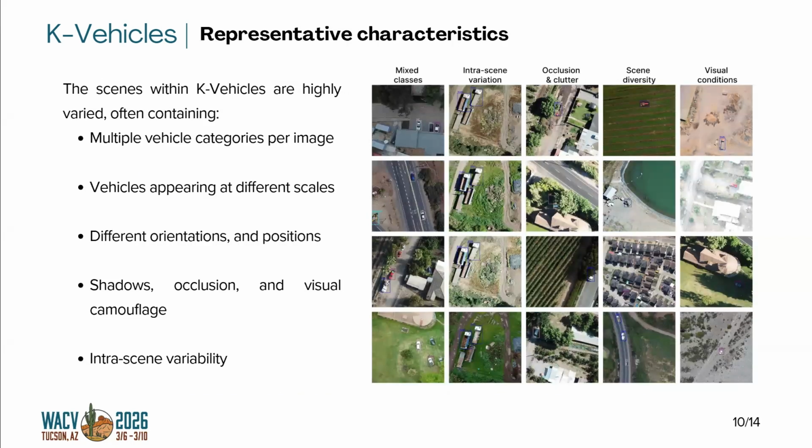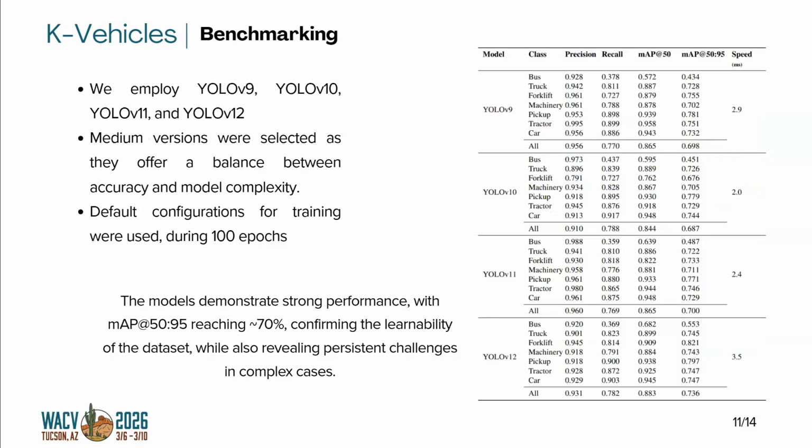Beyond its scale, Cave Vehicles includes several characteristics that increase its realism and complexity. Scenes often contain multiple vehicle categories, with vehicles appearing at different scales, orientations, and positions. The dataset also captures challenging conditions such as shadows, occlusions, and visual camouflage. Additionally, intra-scene variability and diverse environments further increase its value for robust model evaluation.